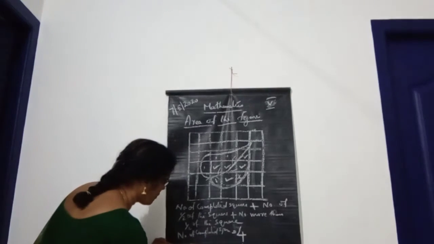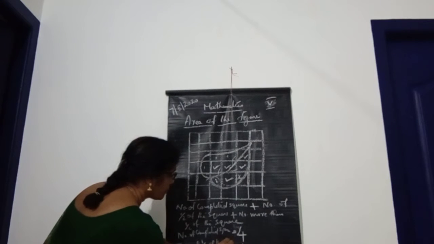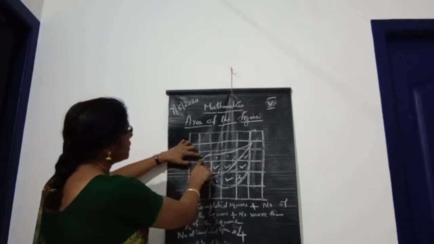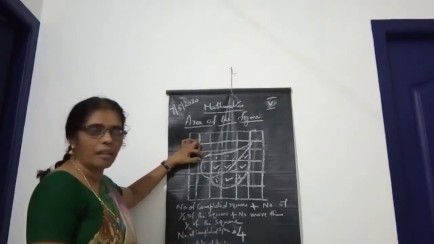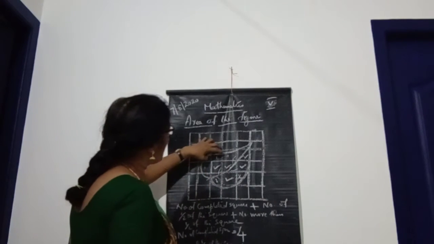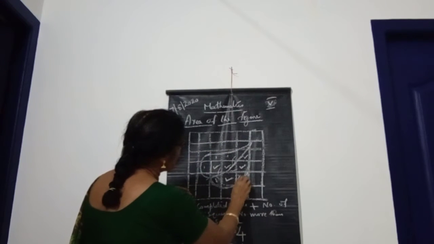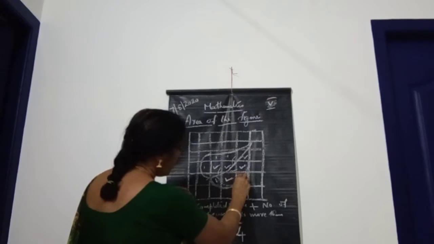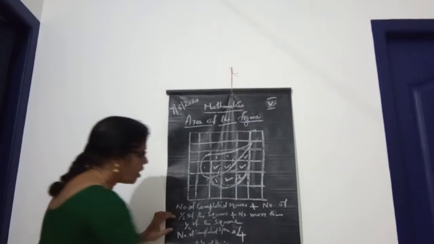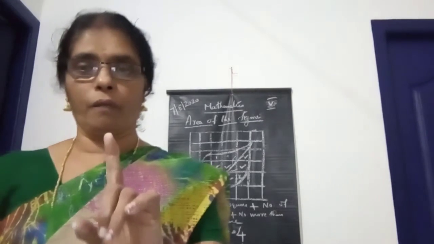And next, the number of half squares. Look here, how many half squares? This one is less than half a square, so don't take it. This one is the half of the square, and this one also is more than half. So the number of half squares is 1.